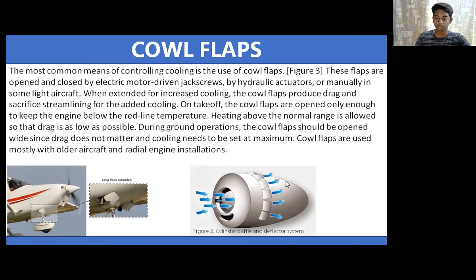As we can see, this is a cylinder baffle and deflector system. This is similar, but this cylinder baffle and deflector system is placed on the exterior part of the main engine of the jet engine, whereas here, which is a propeller plane, it is placed beneath the engine, beneath the fuselage. So these are two mechanical parts which are used for engine cooling, which are also called cowl flaps.